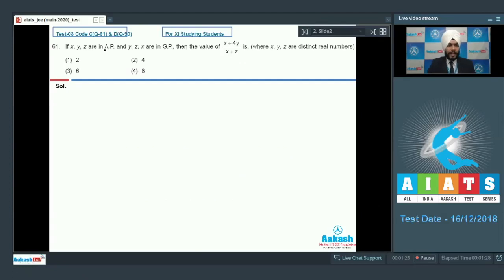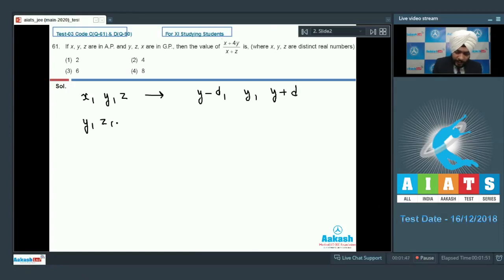It says that if x, y, z are in AP and y, z, x are in GP, then what is the value of (x plus 4y) upon (x plus z), where x, y, z are distinct real numbers? Students, if x, y, z are in AP, they can be taken as y minus d, y and y plus d. And if y, z, x are in GP, in the AP I have taken all the three terms in terms of y. In the GP, I will also do the same: y, yr, yr square.